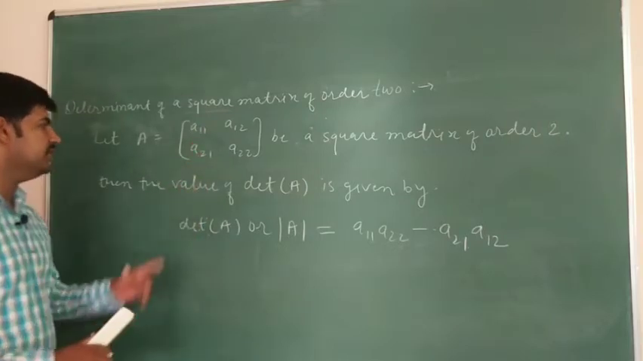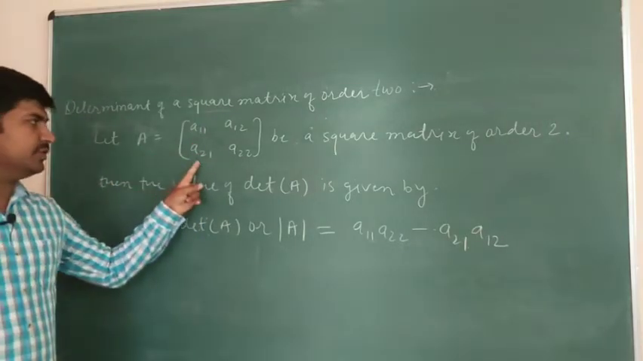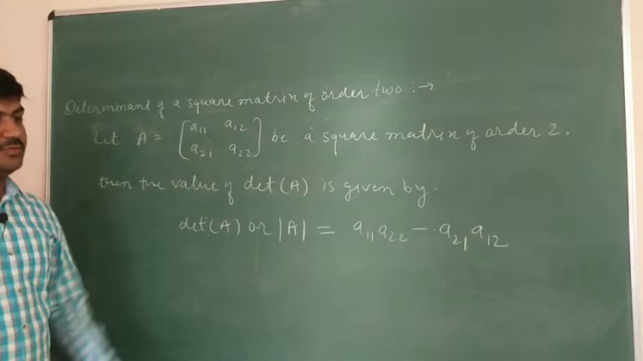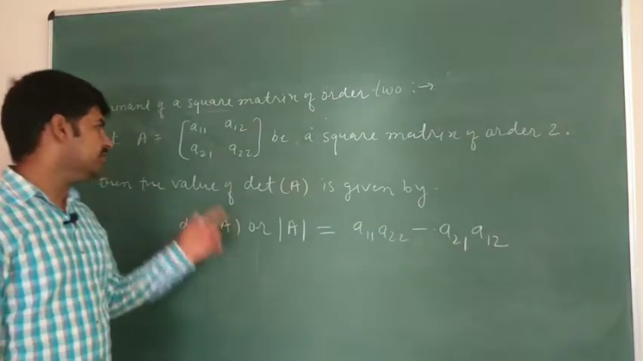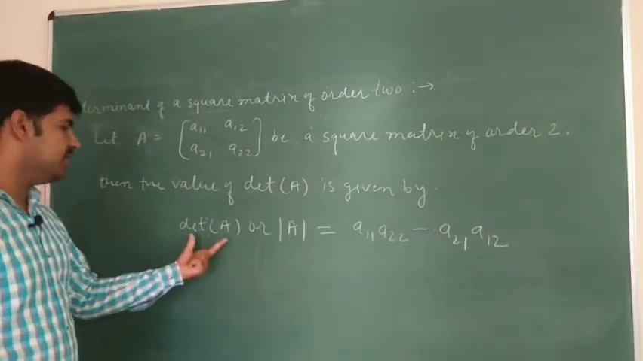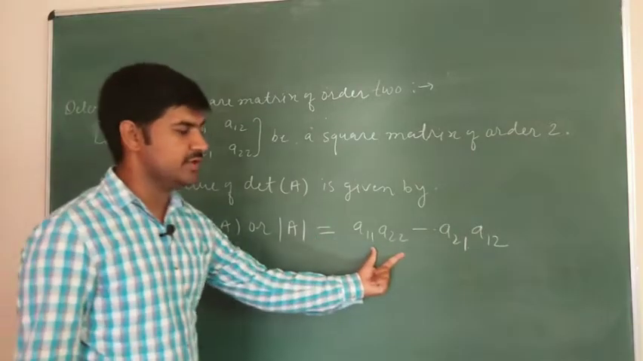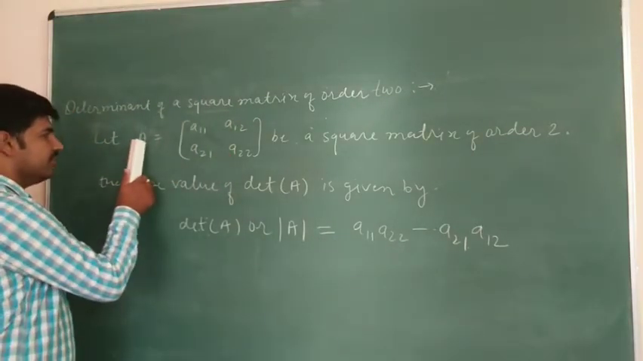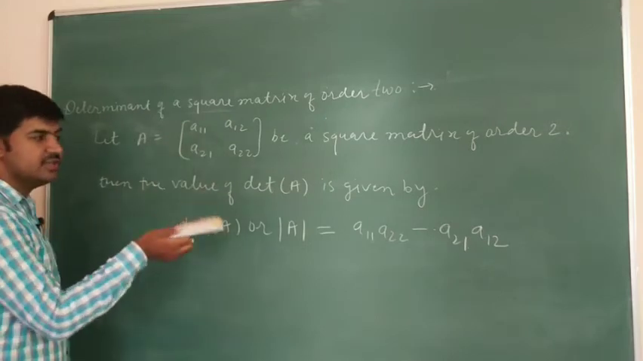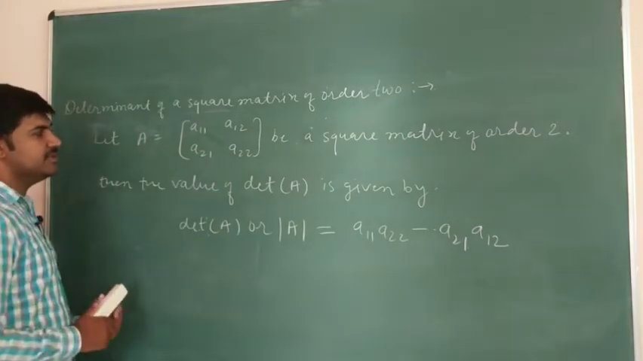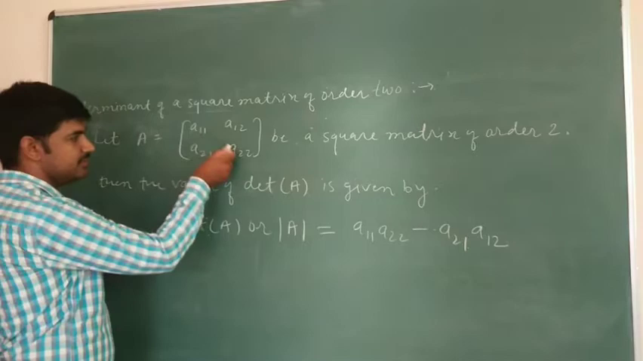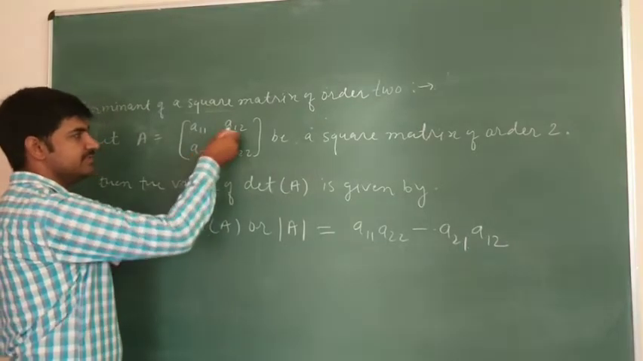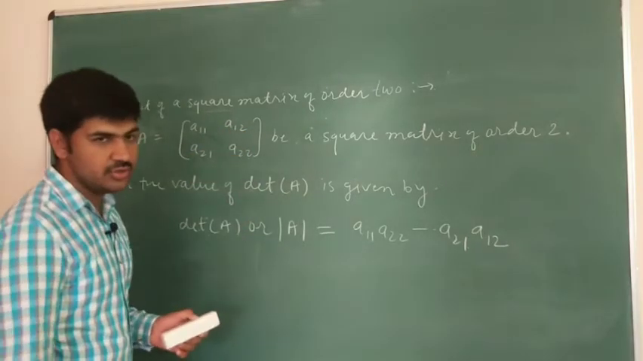So what I have taken here is a square matrix of order 2 in which these four are the elements. Now what is the value of the determinant of square matrix A? The determinant of A is equal to this one. So what is that number associated to a square matrix of order 2 which is called the determinant? That particular number is defined by the product of these two elements minus the product of these two elements. I am sure you have understood.